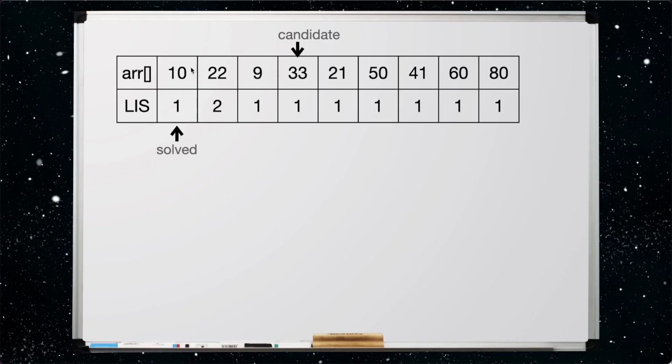We move the candidate to 33, and now we see that all values to the left satisfy the first condition. They're all less than 33. This is why we only need to check the second condition. So 1 plus the solved value, which is 1, is it greater than the value currently stored in LIS? Yes, it is. So we update it and move solved to the next one. 2 plus 1 is greater than 2? Yes, it is. So we update it to 3. 1 plus 1 is greater than 3? No, we don't do anything. Move the candidate, and we continue in the same manner for each element of the array.